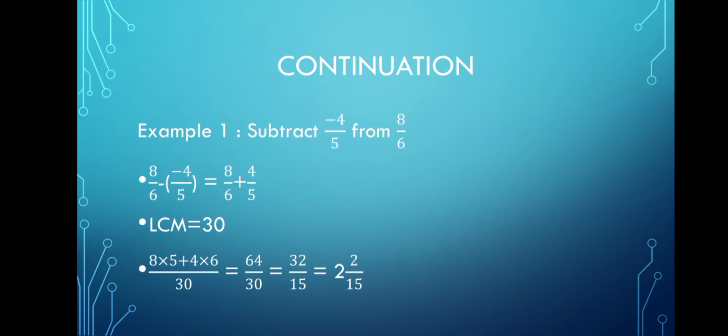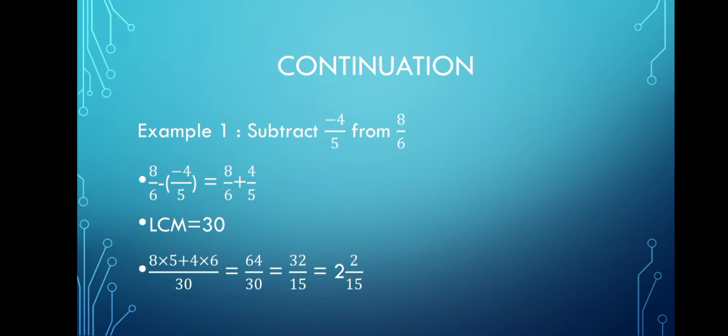Here is an example. Subtract minus 4 by 5 from 8 by 6. 8 by 6 minus minus 4 by 5 is equal to 8 by 6 plus 4 by 5. Minus into minus is plus, so that only like this. LCM is 30. 8 into 5 plus 4 into 6 by 30. It's just because LCM is 30 and we have to convert into like fractions.